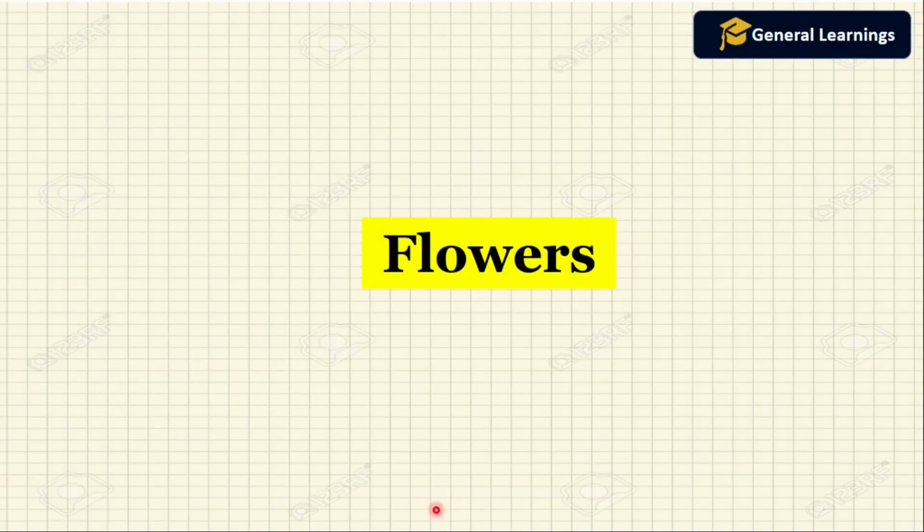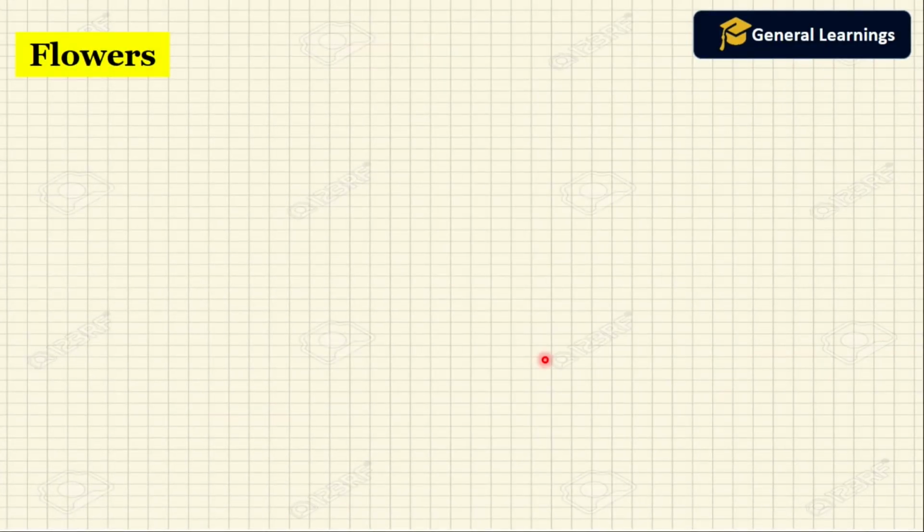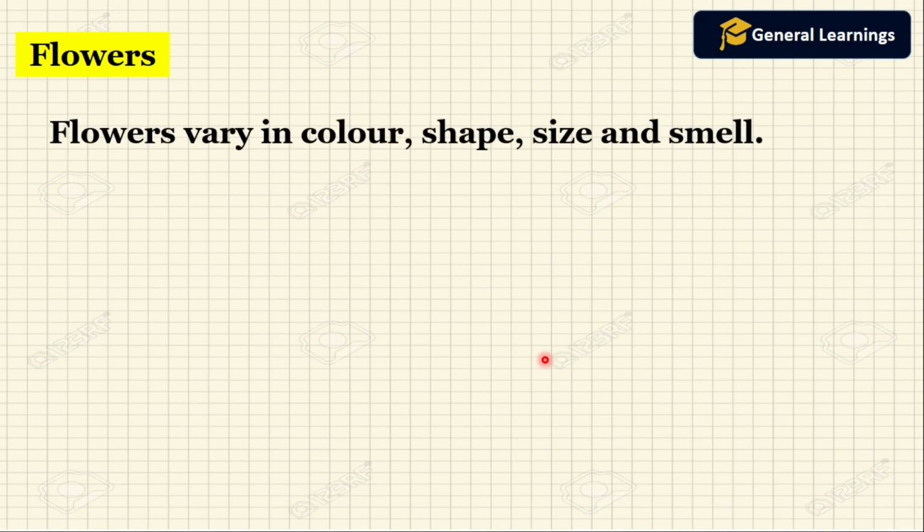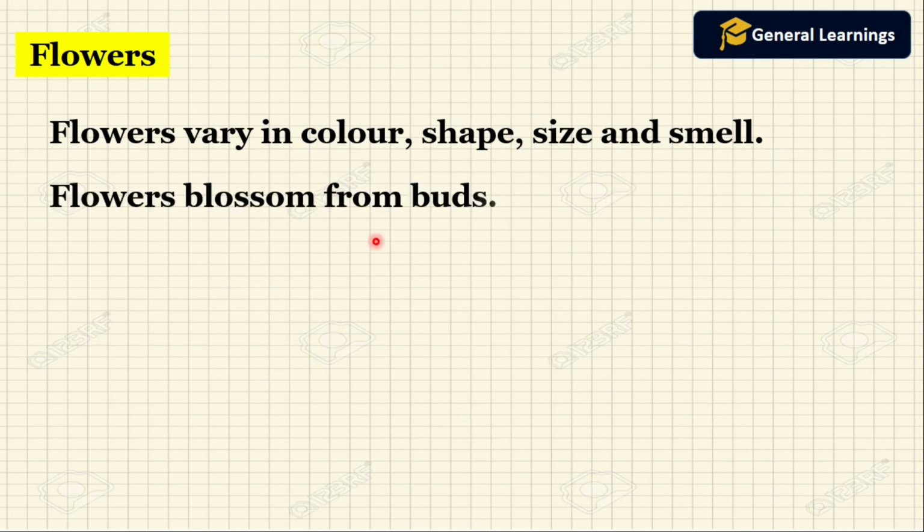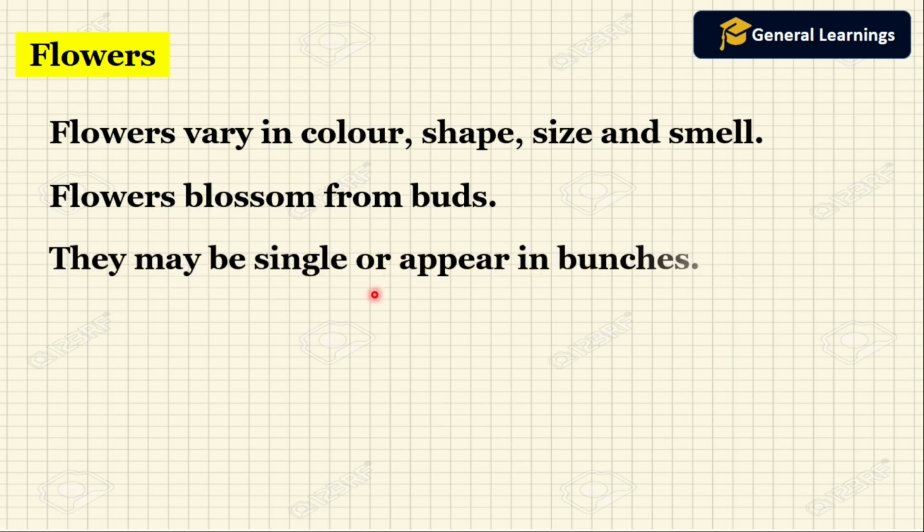Now we are going to see about flowers. Most plants bear flowers, but the flowers can vary in color, shape, size and smell. Flowers blossom from buds. The flowers may be single or appear in bunches. As we all know, flowers have various colors, shapes, sizes and smells.